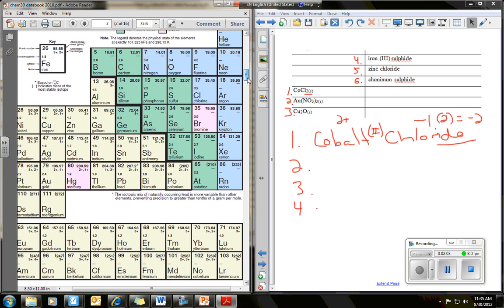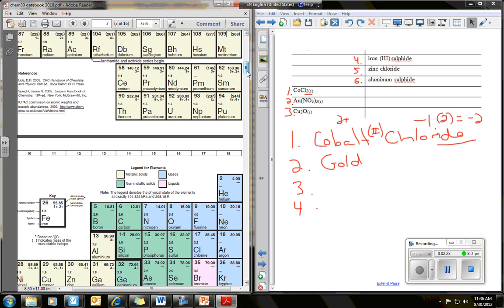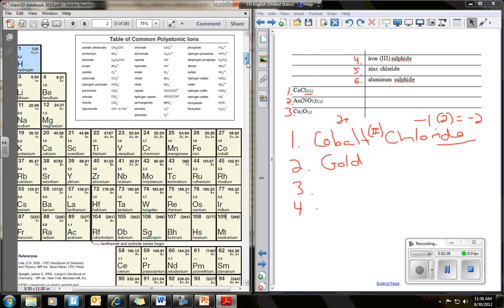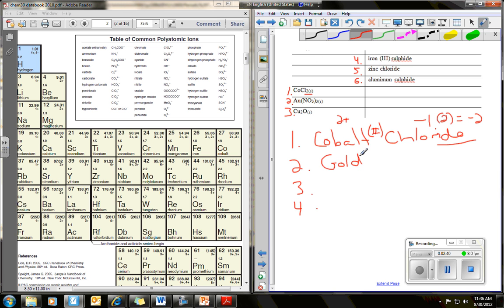Let's do the second one, Au. Let's find Au. Au is right here. It's gold, so you write down gold. Then you find the non-metal. Here, the non-metal is NO3. NO3 is a polyatomic ion, meaning it's made of more than one element. So you go find it in the polyatomic ion chart. You'd find it right here, NO3, and it is nitrate. So you would write down nitrate. You wouldn't write down nitride. You do not change the ending for polyatomic ions.